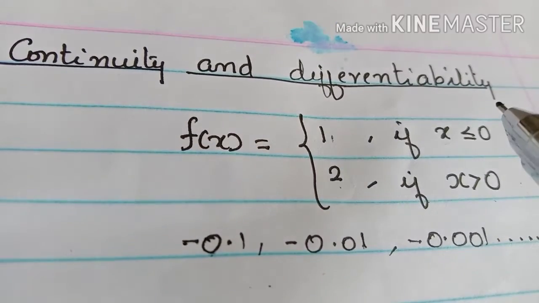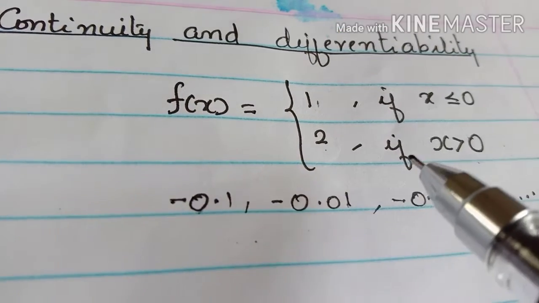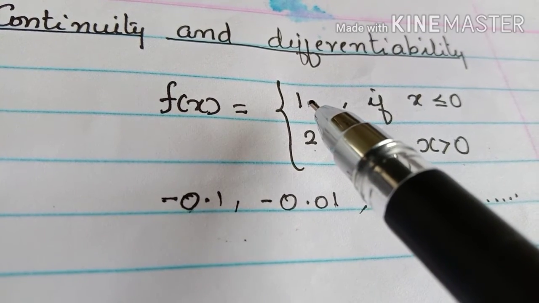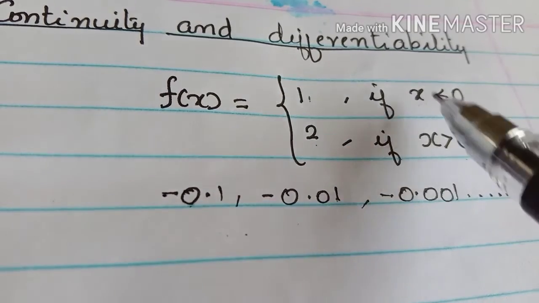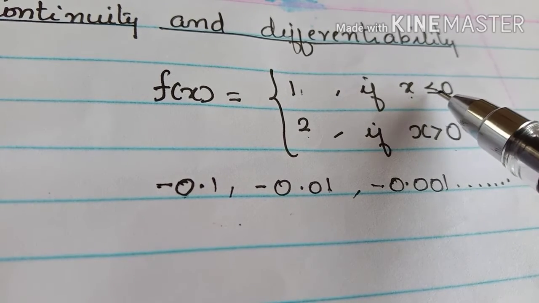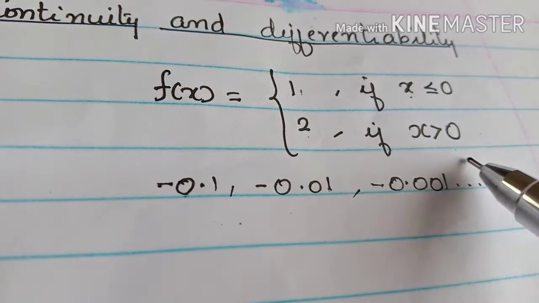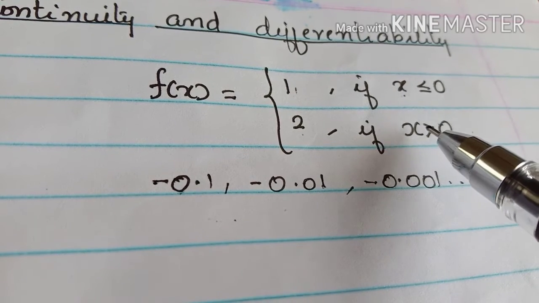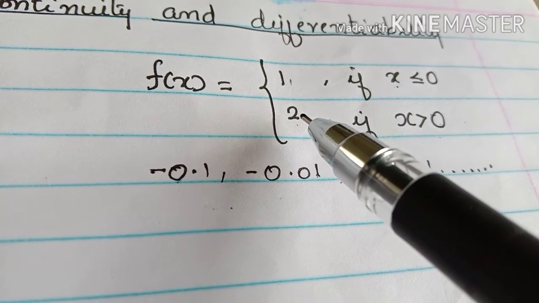Continuity and differentiability. We start the section with examples to get a feel of continuity. Consider the example f of x equal to 1 if x is less than or equal to 0, and 2 if x is greater than 0. That means for all values of x less than or equal to 0, the value of the function is equal to 1. For all positive values of x, the value of the function is equal to 2.